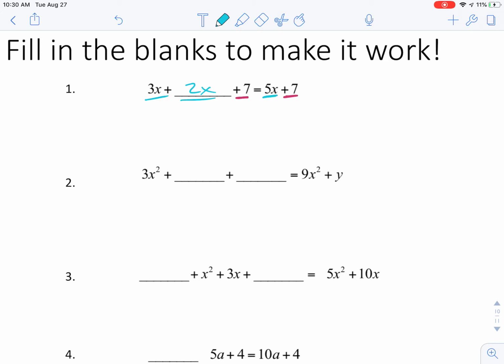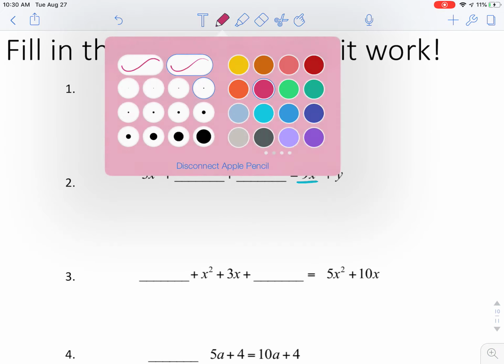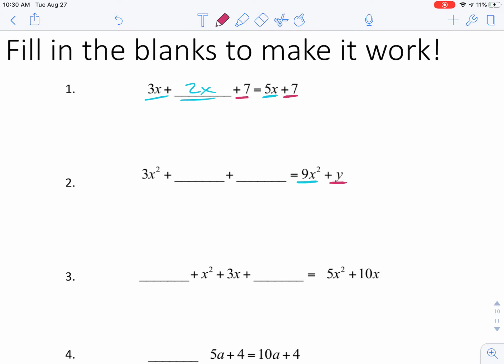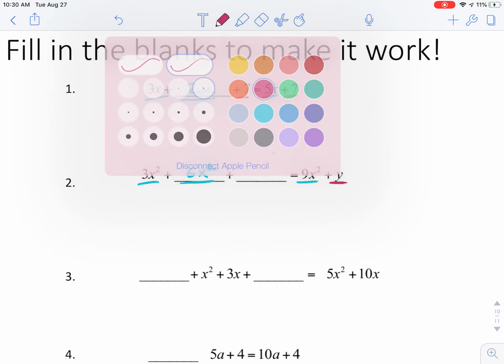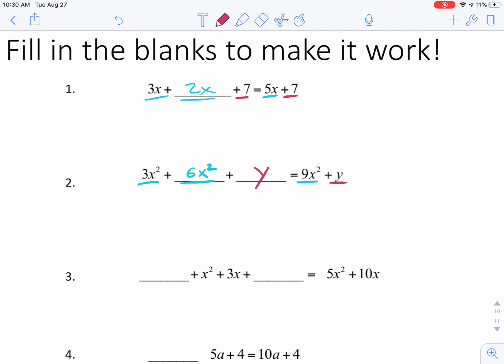Okay? So on this side, I have a 9x squared for number 2, and I have a y. They're different terms, so I'm going to underline each of them. On this side, I have 3x squared, and I'm missing 6x squareds to make it match. So if I give this a 6x squared, now I have 3x squared and 6x squared to make a 9x squared. I'm also missing that y, so I'm going to put plus y, and now the two y's match up.